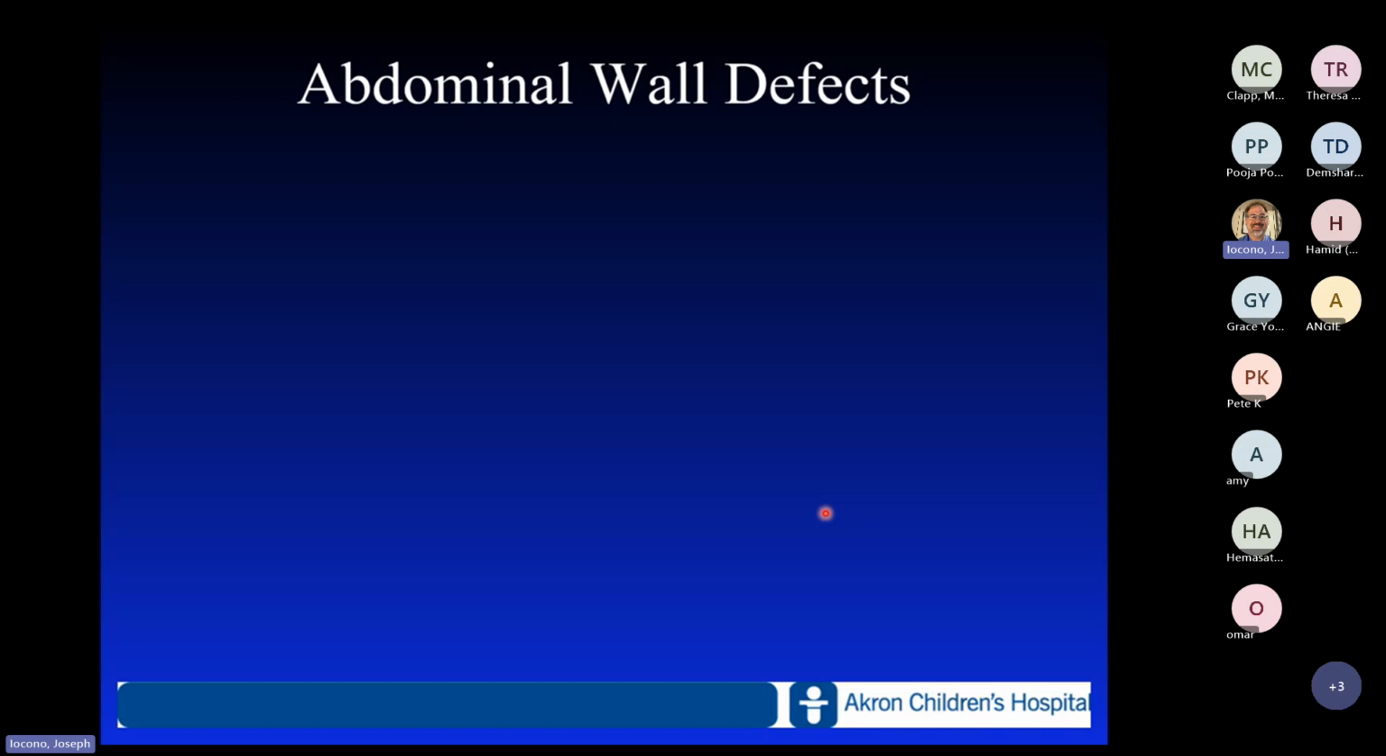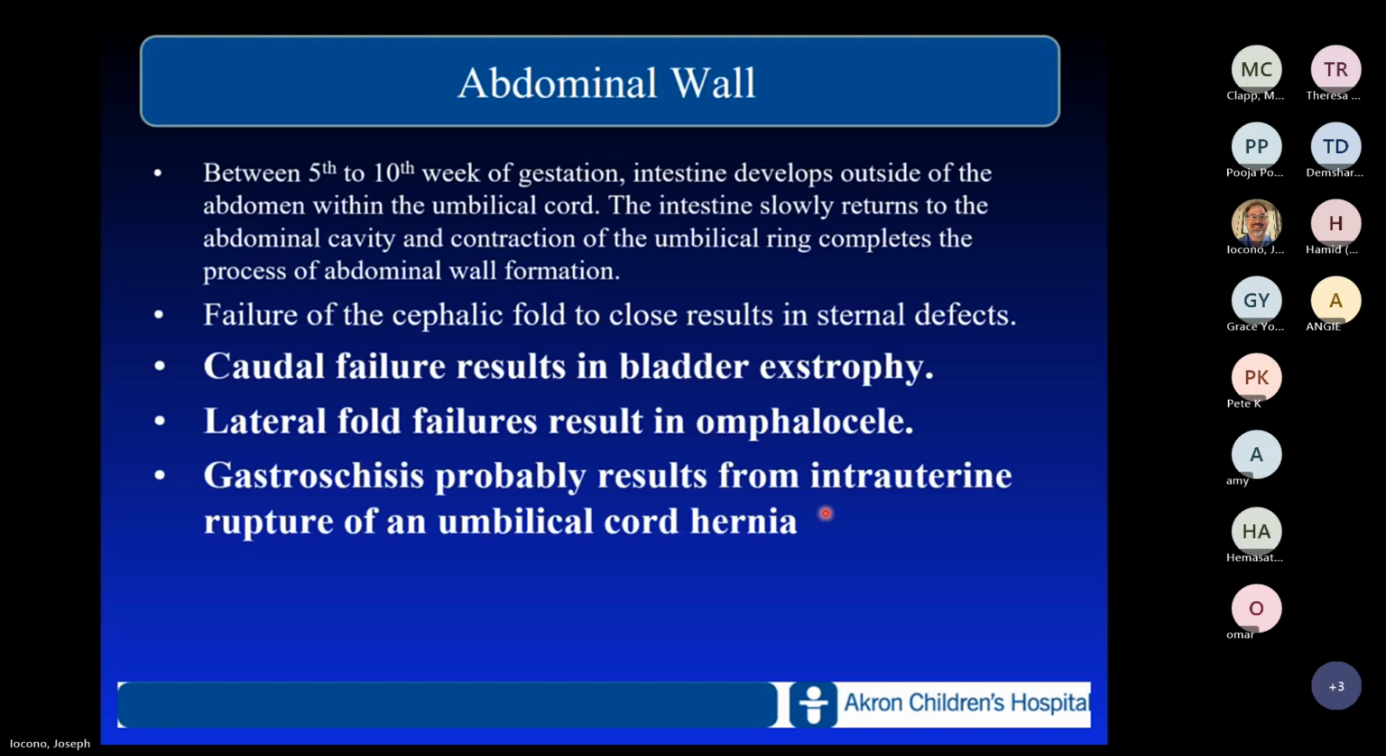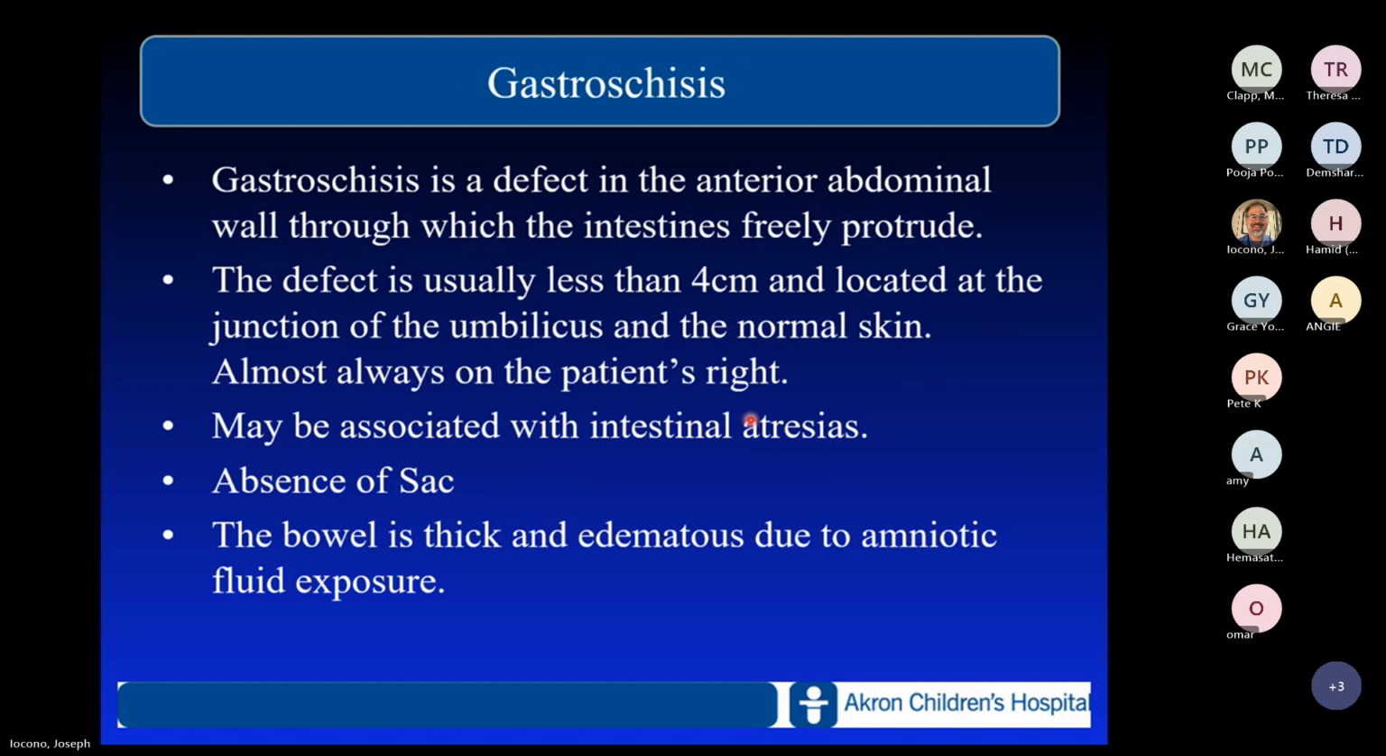Abdominal wall defects are next. You either have omphalocele, gastroschisis, or bladder exstrophy. Abdominal wall is all about folds, okay? Lateral fold failures are omphalocele, caudal failure involves the bladder, so distal folds cause the whole distal abdominal wall to fail. You get bladder exstrophy. Gastroschisis refers to intrauterine rupture of probably an umbilical cord hernia.